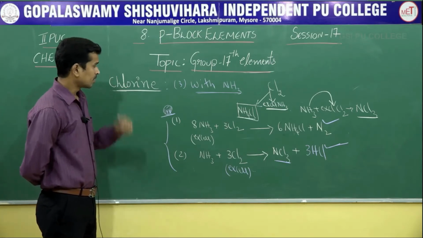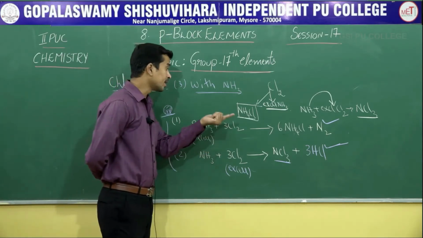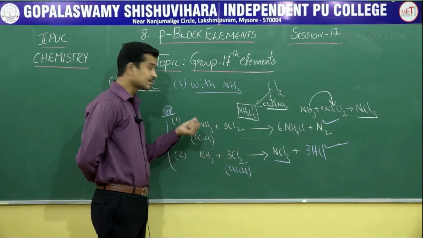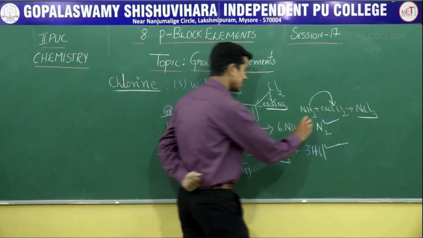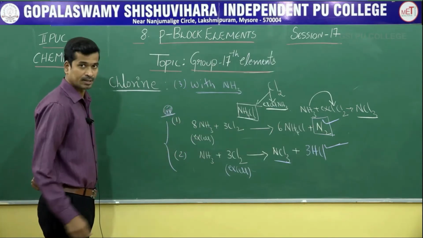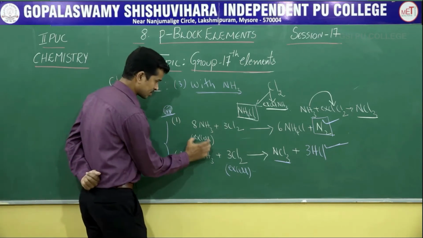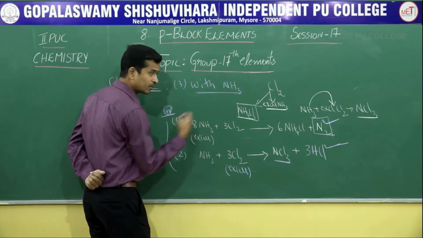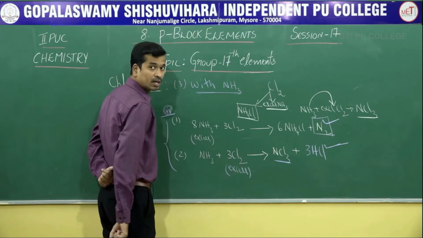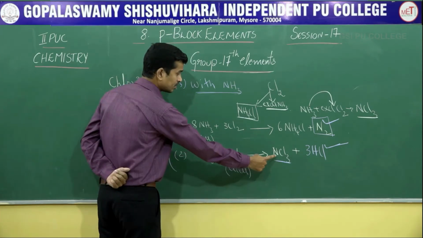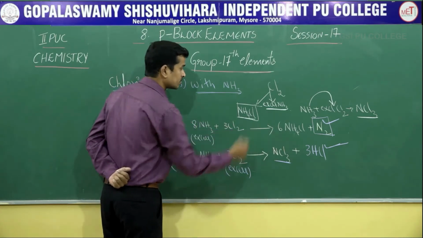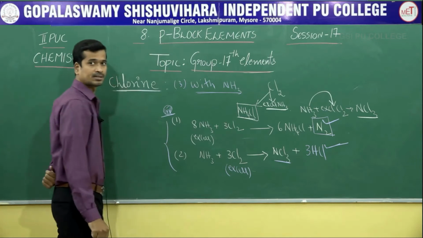Suppose in your competitive exam, they ask: name the gas liberated when chlorine reacts with an excess of ammonia. Which gas? Nitrogen. Observe that excess of ammonia gives N2 gas, and excess of Cl2 gives 3 moles of HCl along with NCl3, and excess of ammonia gives NH4Cl and N2 gas.